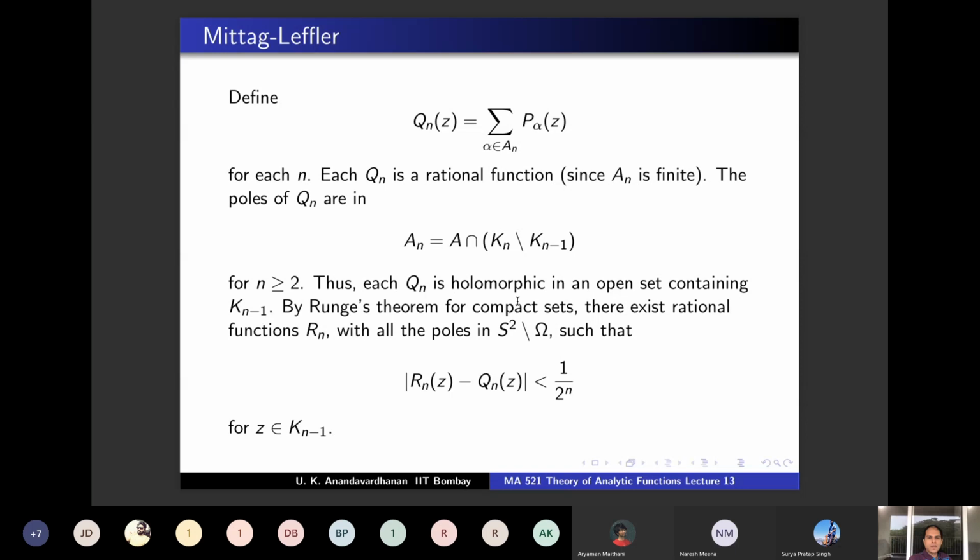Therefore, I can apply Runge's theorem. I have chosen these as my epsilon and I have got approximating Rn's, and the poles of Rn are in S2 minus omega. Okay, so we are almost done. This is a crucial step, applying Runge's theorem.